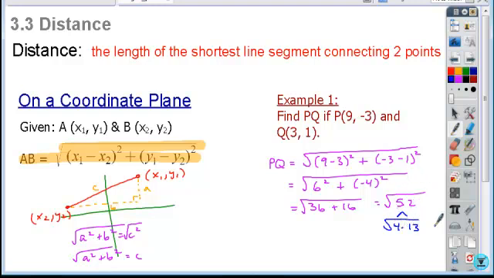52 is 4 times 13. So if you think of that, the square root of 4 can be reduced. It simplifies to a 2. The root 13 cannot, however, so it stays inside the radical. So your overall distance winds up being 2 root 13.